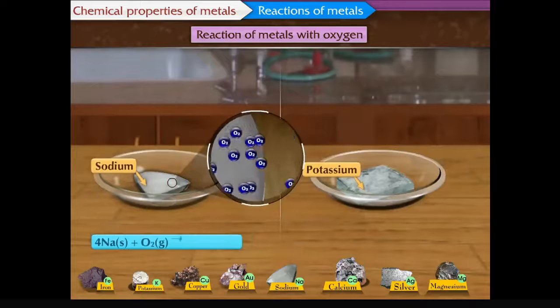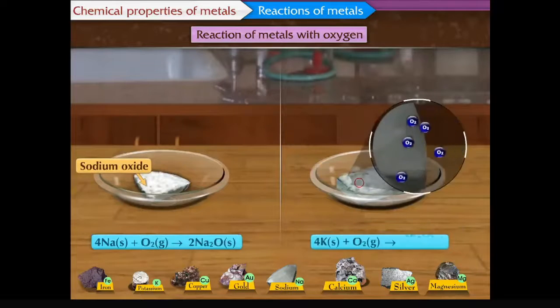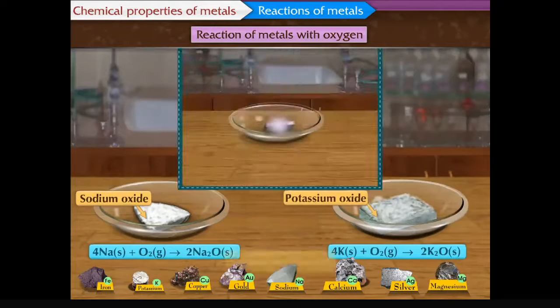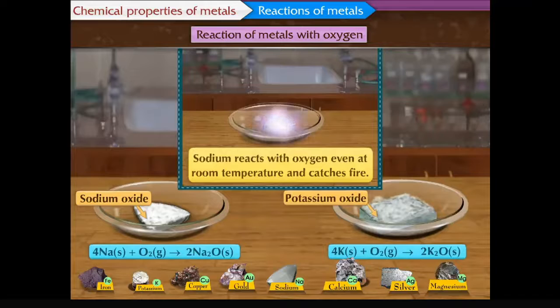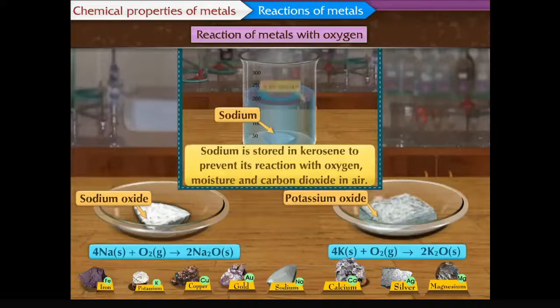Sodium reacts with oxygen to form sodium oxide. Potassium also reacts with oxygen to form potassium oxide. Sodium reacts with oxygen even at room temperature and catches fire. Therefore, sodium is stored in kerosene to prevent its reaction with oxygen, moisture, and carbon dioxide in air.